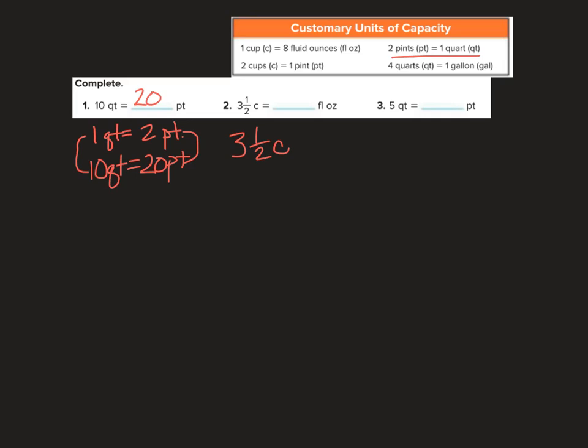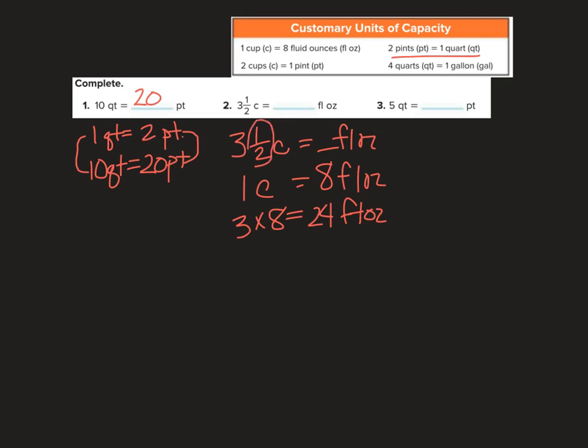3.5 cups equals blank fluid ounces. We know that 1 cup is 8 fluid ounces. So 3 cups, 3 times 8, would be 24 fluid ounces. But I need 3.5. Half of 8 is 4. So half a cup would be worth 4 ounces. If I add 4 here, I would get 28 fluid ounces.